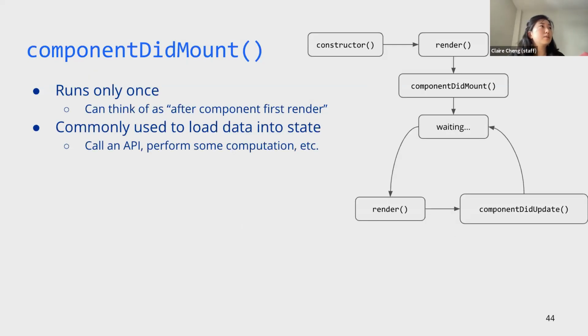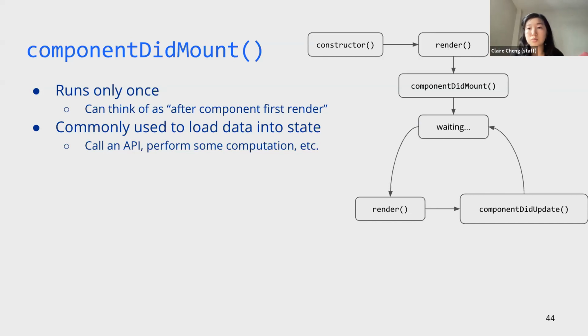So a little bit more in depth, component did mount. It runs only once because it's not in a loop. You can think of it as after the component first renders. What you usually use it for is to load data into the state. For example, we can call an API. If you don't know what an API is, Daniel will go over it in the next workshop for the backend workshop. But basically, it does stuff that's computationally heavy.